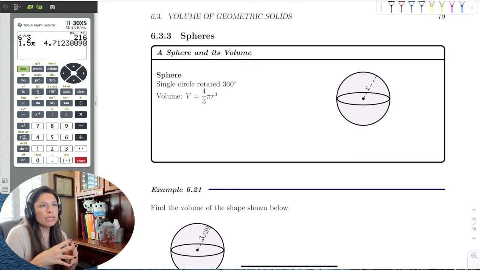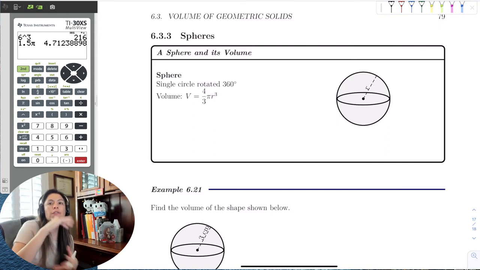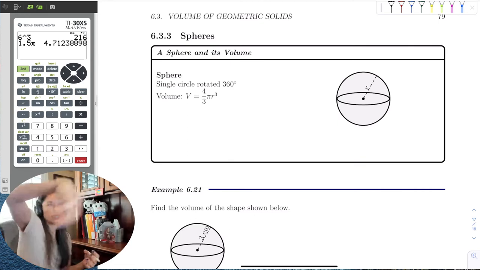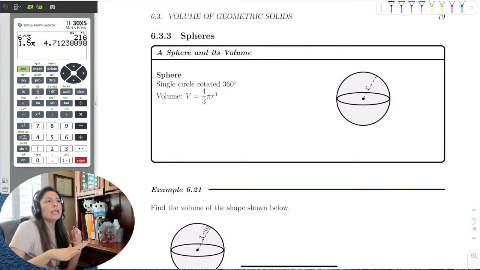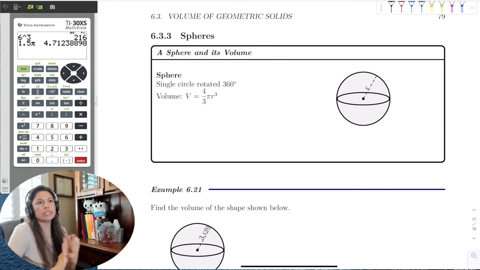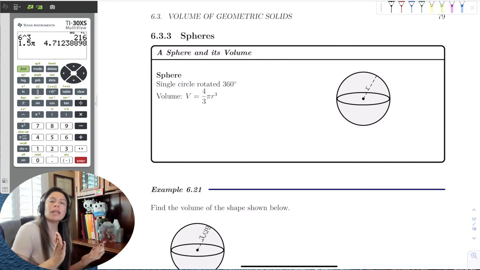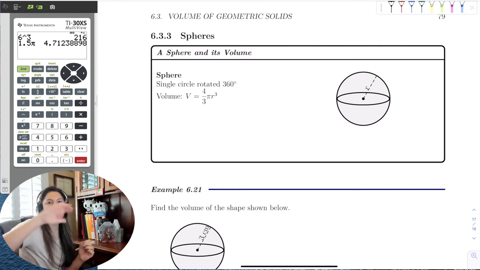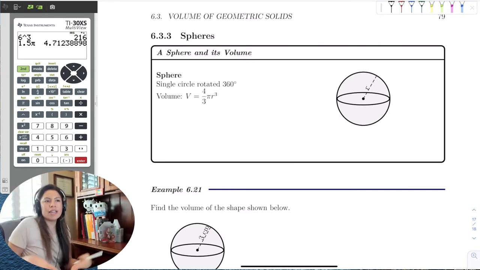And the ball is going to be where it's circles everywhere. It's essentially taking a circle and turning it around and around, a circle rotated 360 degrees. But the radius is still the radius. It still goes from the center all the way out to one of the edges. And it's an infinite number of points that make up now the shell, right?